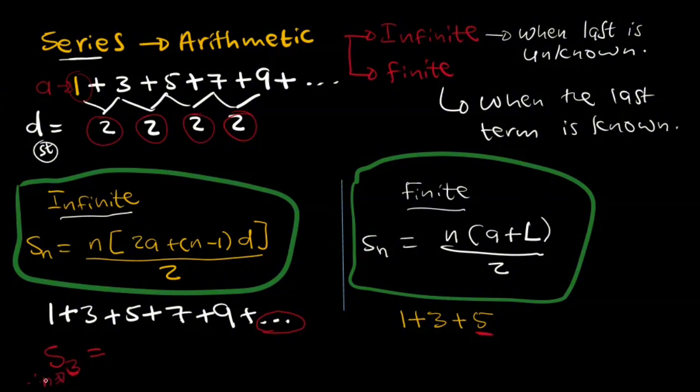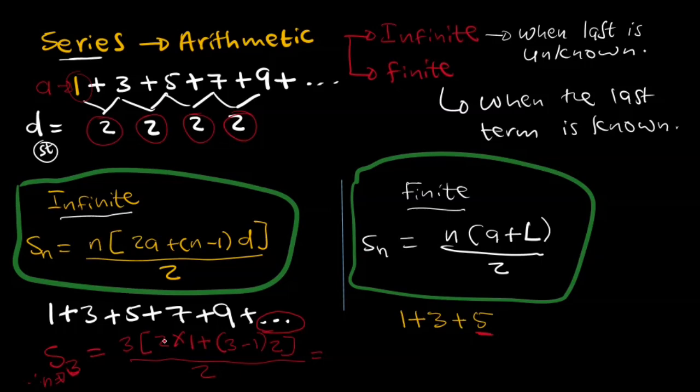All right, the value of N is 3, right? Now let's use this formula. This is 3, 2, what is A? A is 1, right? Multiply by 1. What is N? N is 3 minus 1. D is 2. All over 2, right?